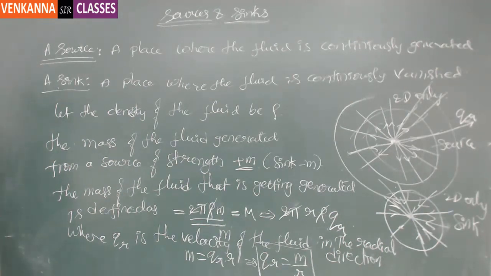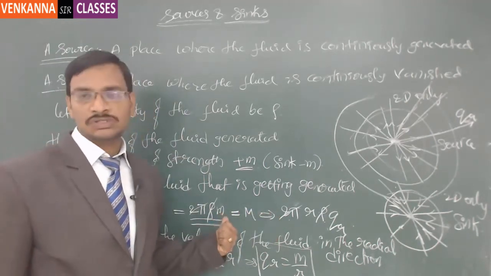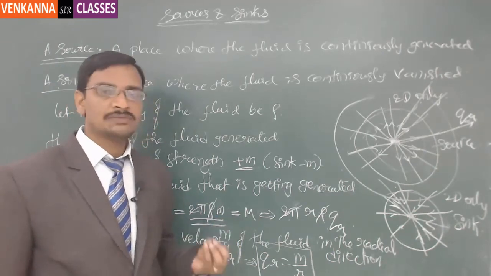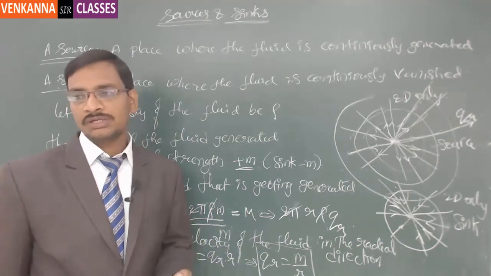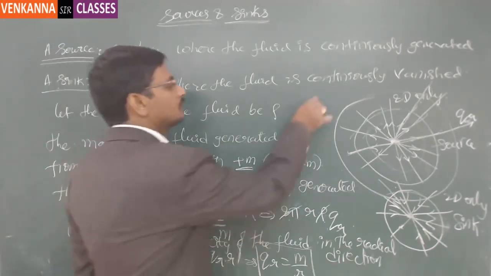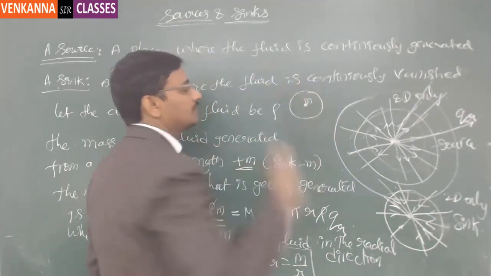The mass that is getting generated, see this. Here the strength of the source is defined with m. So the definition of m is the volume of the fluid that is getting generated from a location that is crossing a 1 meter radius. That means suppose I have drawn a 1 meter radius here. Then the strength of the source is m here.